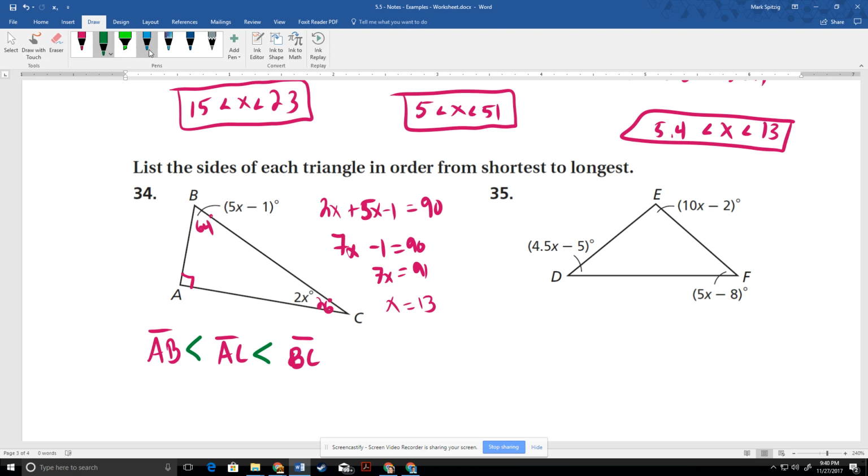And so I'll just come in and say that is less than. I have some colors. Why not use them? All right, this is the same thing. The difference is these aren't complementary. All three of these have to add to 180.